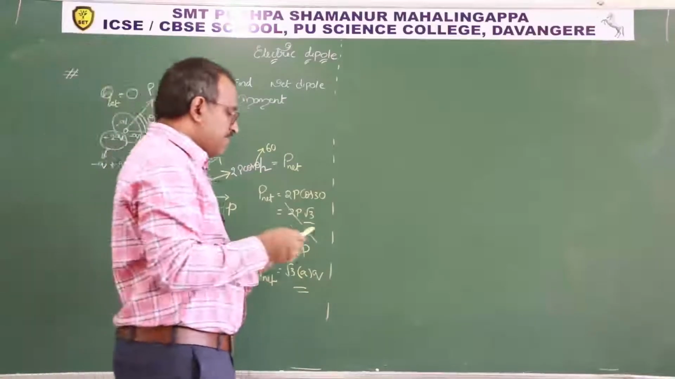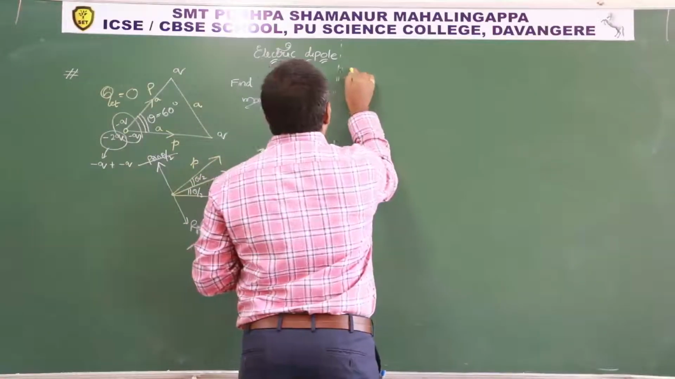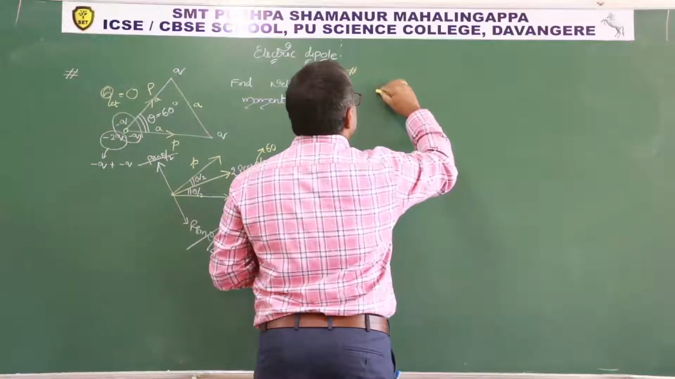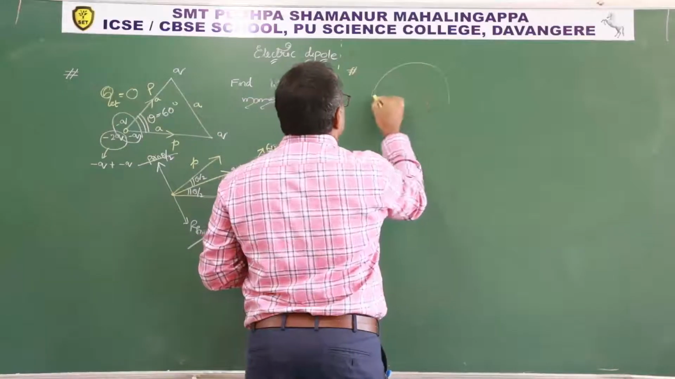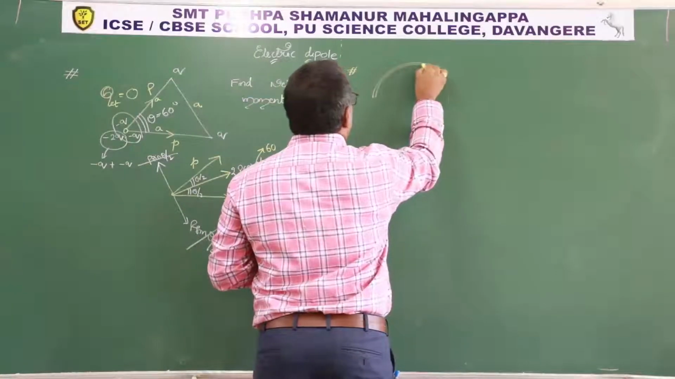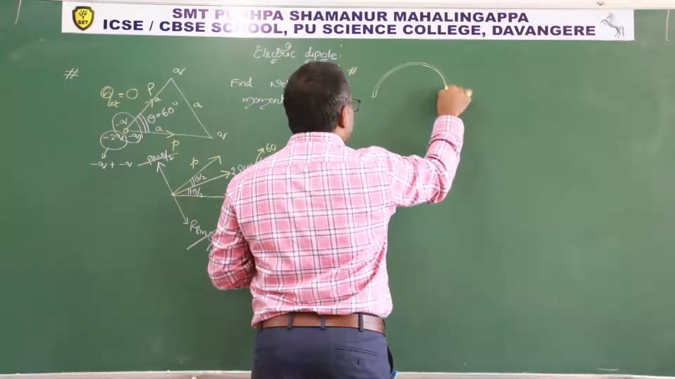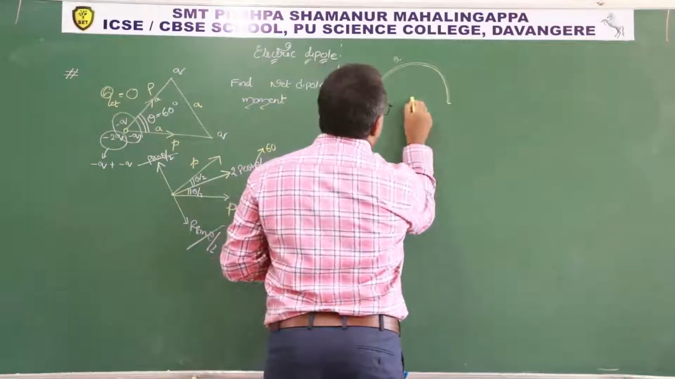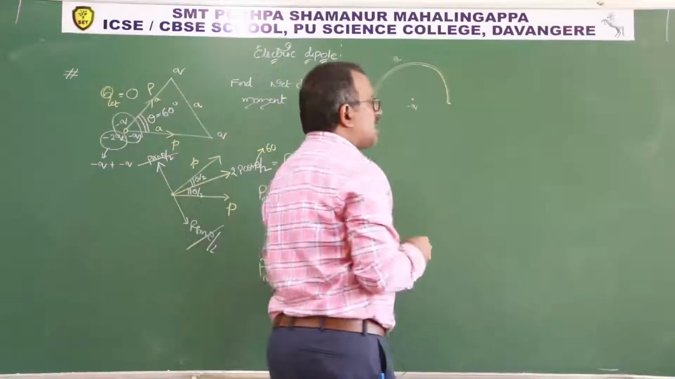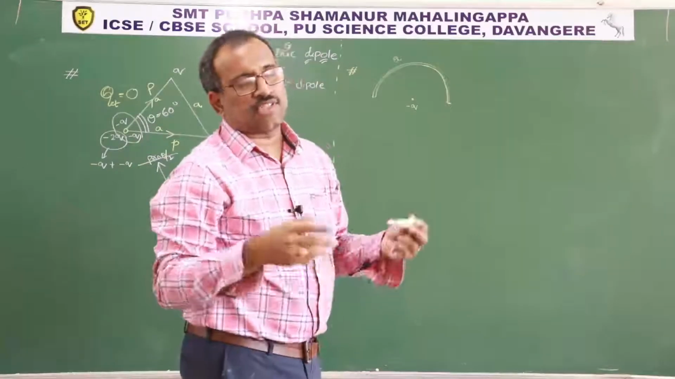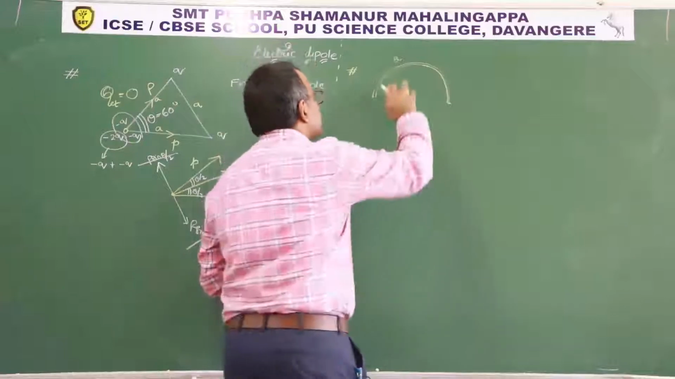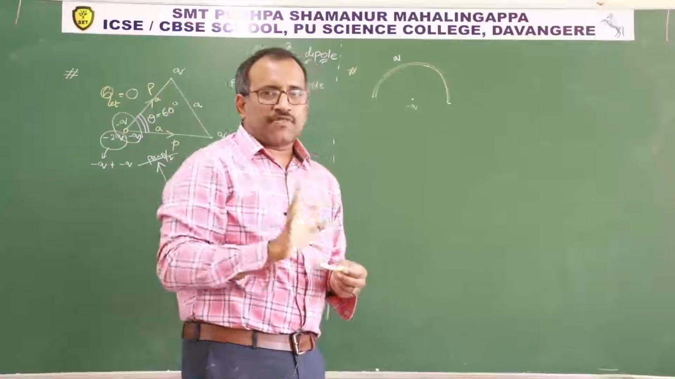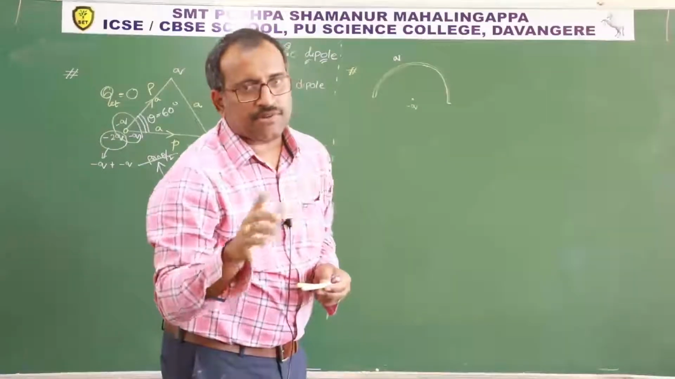Now coming to the next question, very important. Till now, competitive exams haven't asked this. This is a thin wire of positive charge Q, and at the center there exists a charge minus Q, which is also a dipole because the net charge of the system is 0. So now the question: this type of dipole is called a distributed dipole.